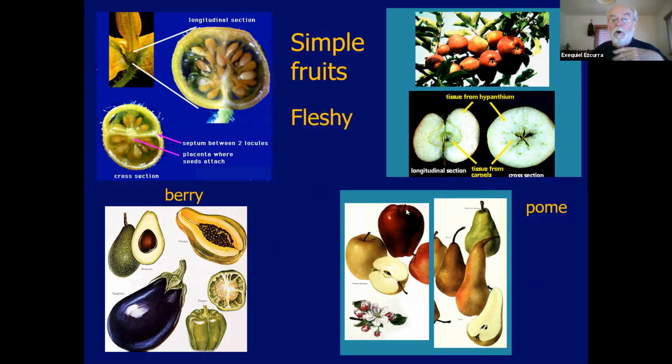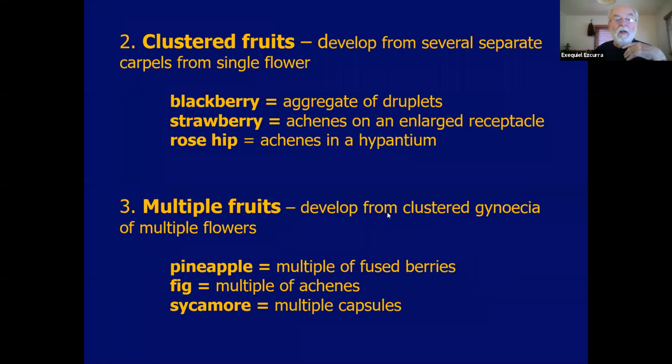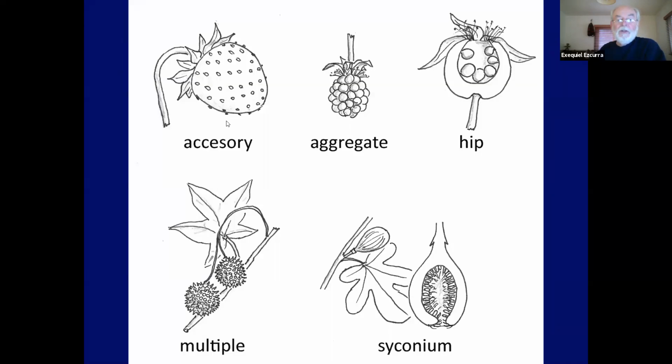And here you have the poem, the same we saw here. Okay, we're going to finish this class with clustered fruits and multiple fruits. Clustered fruits develop from several separate carpels that are in a single flower. And there are three examples, all of them from the rose family: the blackberries, the strawberries, and the roses. And we'll see them in an image in a second. Let's go to the image.